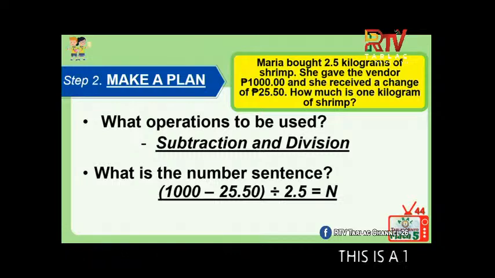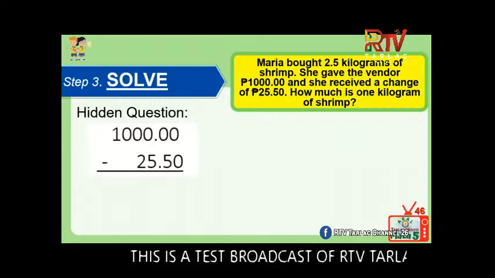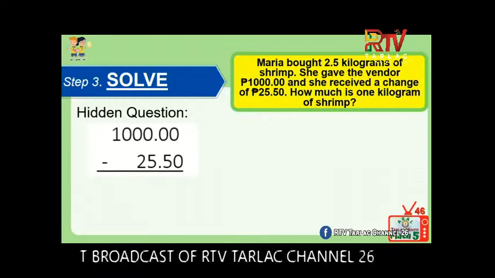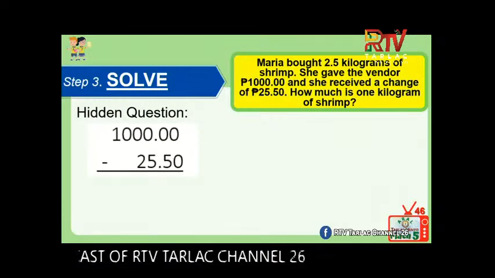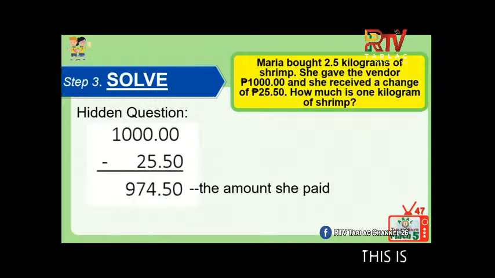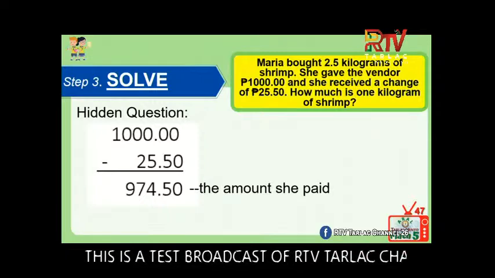Now we are ready for step number 3. That is to solve. To find the answer for the hidden question, here is the solution. Subtract 25 pesos and 50 centavos from 1,000 pesos. You will get the difference of 974 pesos and 50 centavos, which is the amount Maria paid.